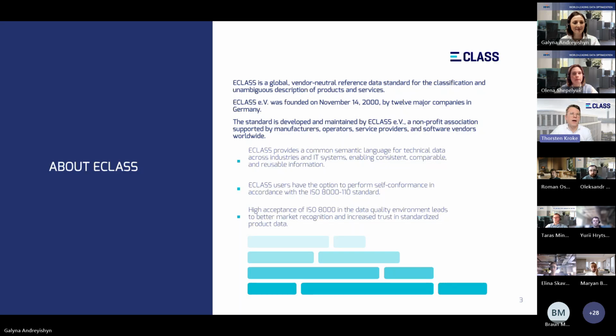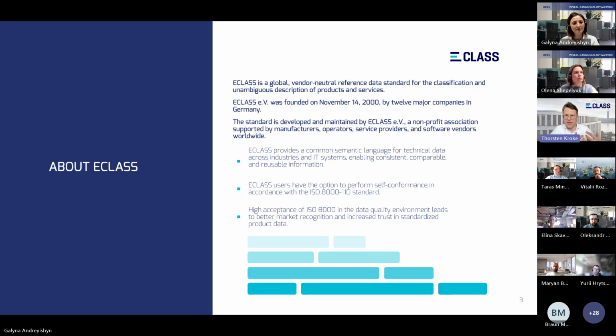ECLASS is a global vendor-neutral digital semantic data standard for classification and for product description and services for the industry. This was founded in the year 2000. That means last year we did our 25th anniversary, and it was founded in Germany, but is used globally. On the one hand, ECLASS is an association, which means that the members of the association develop and drive the standard forward from the industrial point of view. But nevertheless, there are more than 5,000 users using ECLASS.